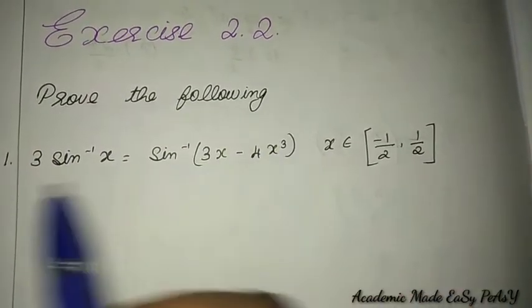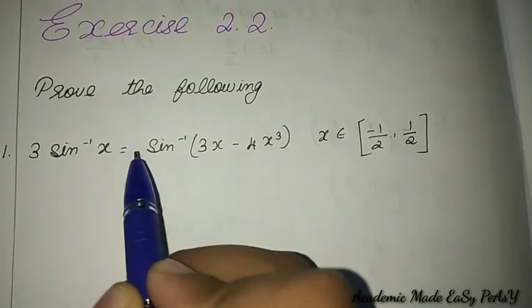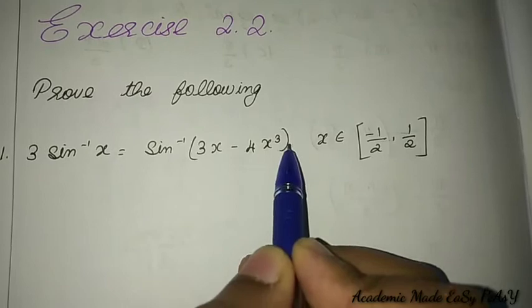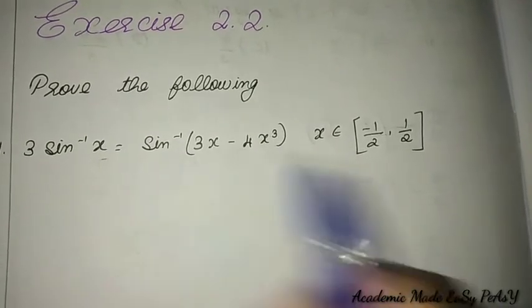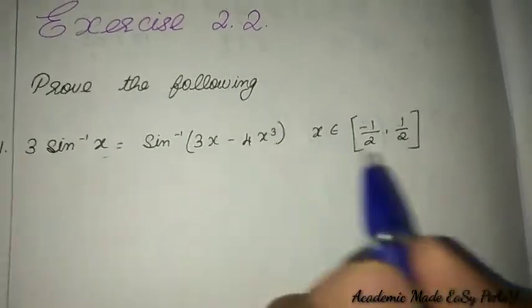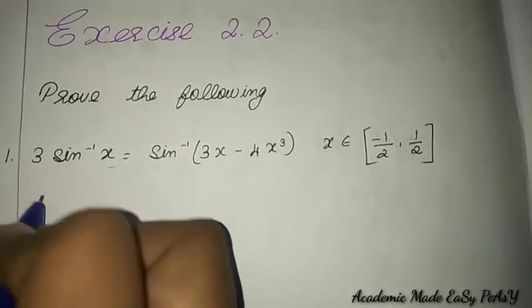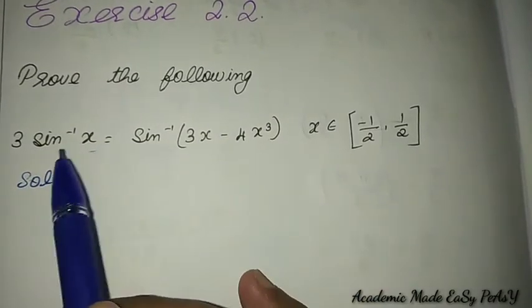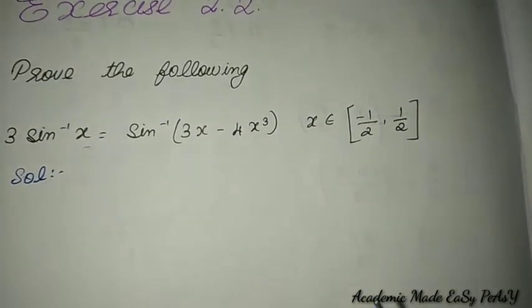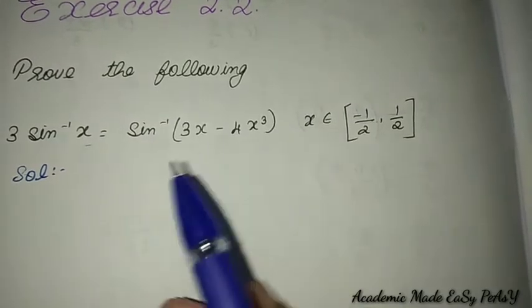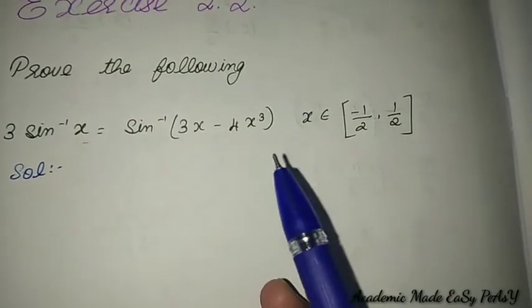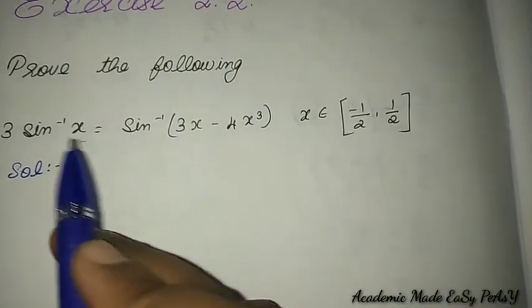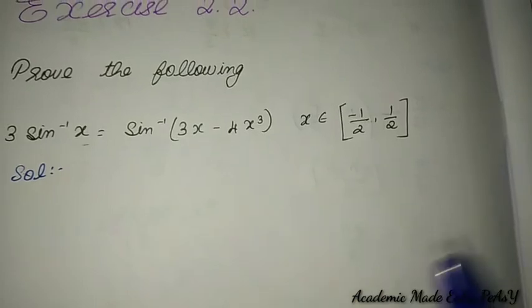Prove the following. Question 1. 3 sine inverse x is equal to sine inverse of 3x minus 4x cube. This is only the formula that we learned, isn't it? You may think, how can we prove this? Simply just like that, we cannot prove it with the inverse trigonometric functions. So we have to use the normal trigonometric functions and apply those properties to prove that LHS is equal to RHS.